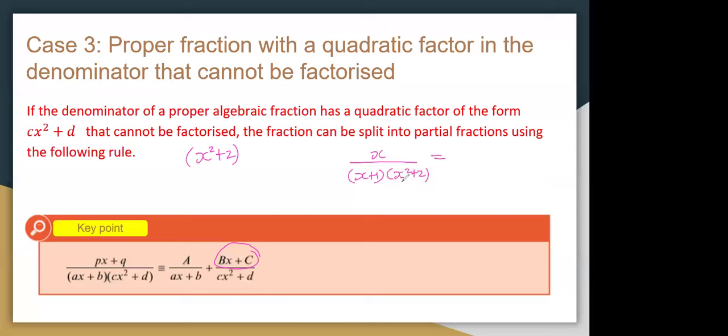Still here, you notice this one is a linear factor, so that one, you know what to do. You say A over x plus 1. Then plus, the moment you find a quadratic factor, we shall always write it as bx plus c over x squared plus 2. Please take note of that. Whenever you look at the denominator and you see that it is a linear factor or a quadratic factor, that is how you approach it.